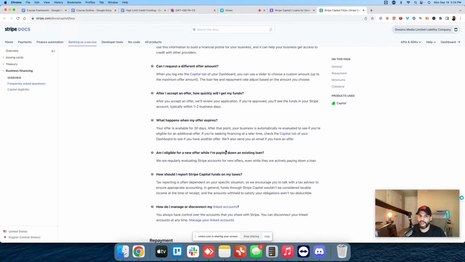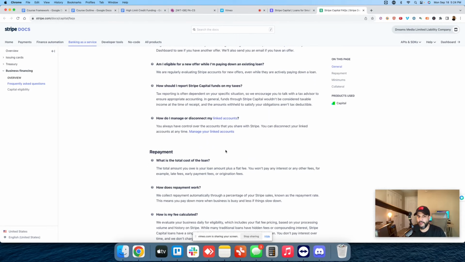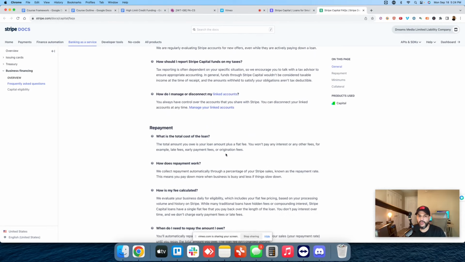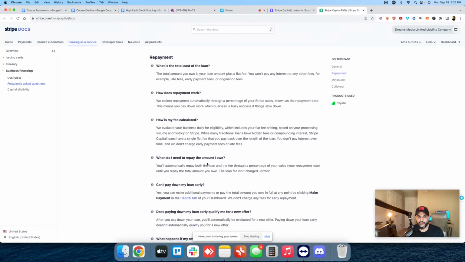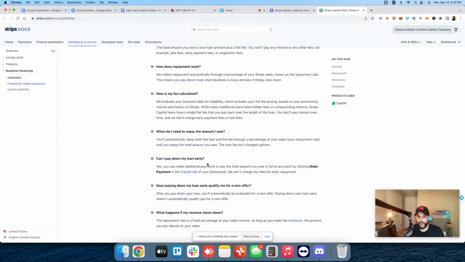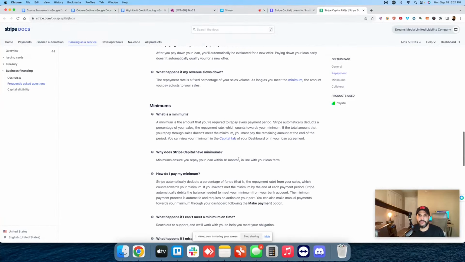Once you accept it, you'll get the funds within 1 to 2 days. Again, this is based on how much you are processing, and this is how the repayment of the loan works. The total amount you owe is your loan amount plus a flat fee. You won't pay any interest or any other fees, so you'll basically know how much you're borrowing and what the cost would be. And how does the repayment work? They collect a certain percentage based on the Stripe sales. You can also pay the loan off early if you wanted to, and then you might get another offer.